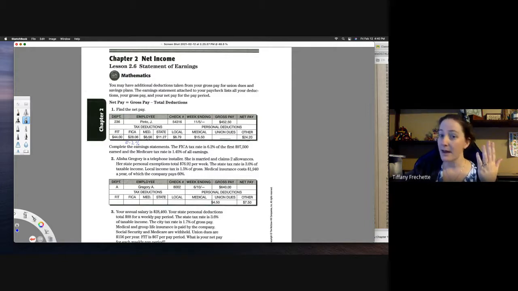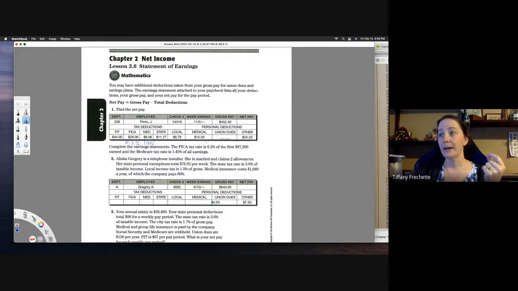Med doesn't mean medical, it means Medicare. So this is 1.45% of all of your income. And sorry, I'm jumping down here. I'll come back up to here in just a second. State has to do with your local state. So every state might have its own different tax rate that you have to pay attention to in the problem here. Local, again, they'll give you the tax rate for that, or they'll give you the amount.